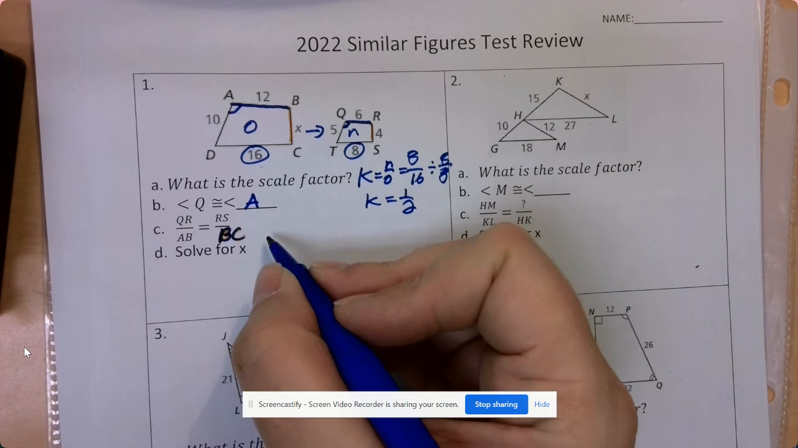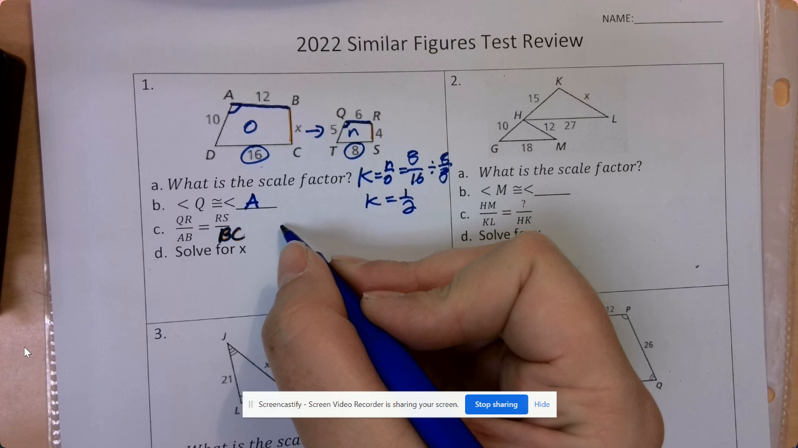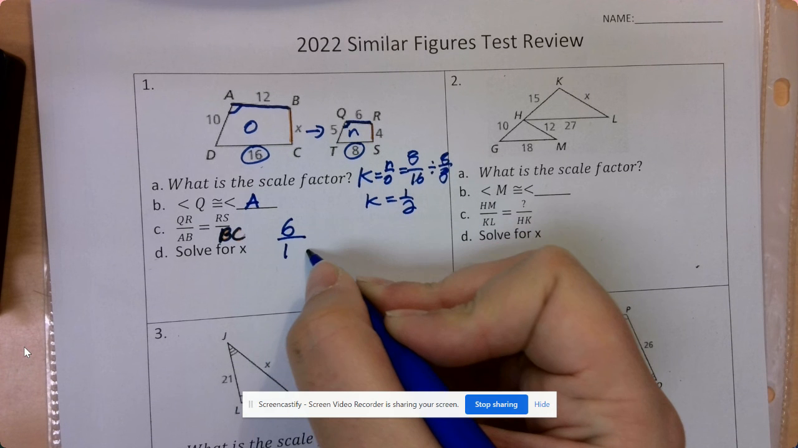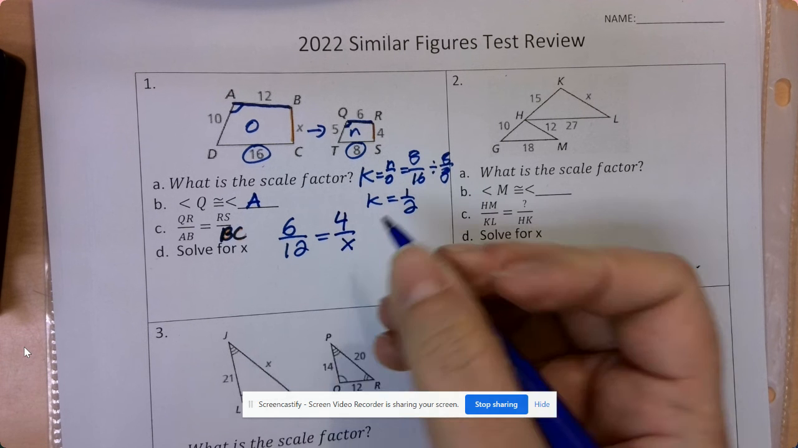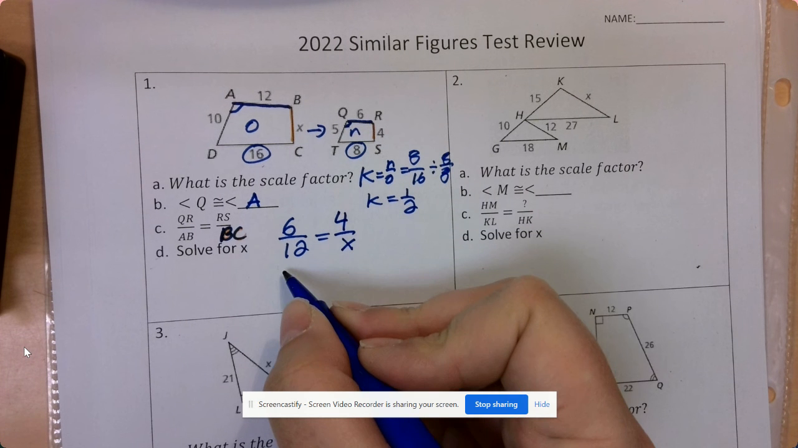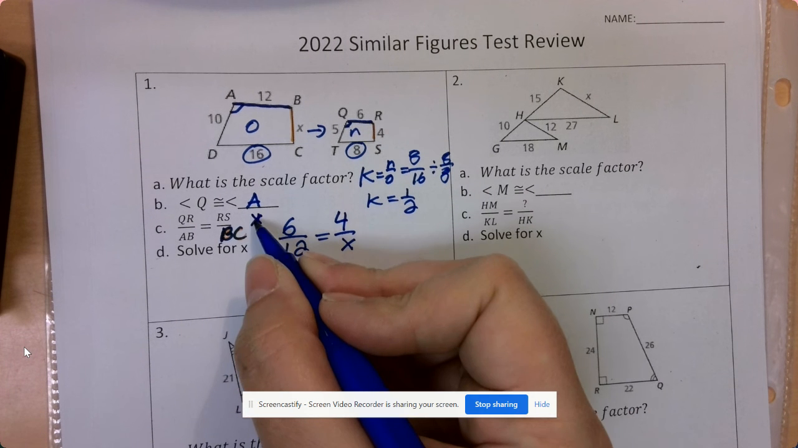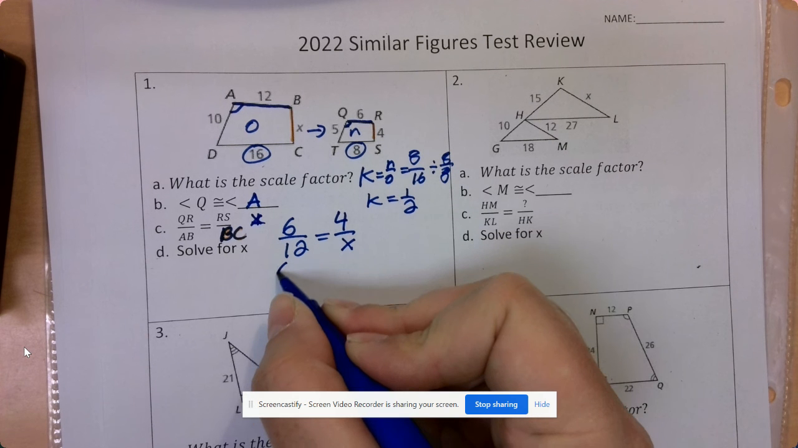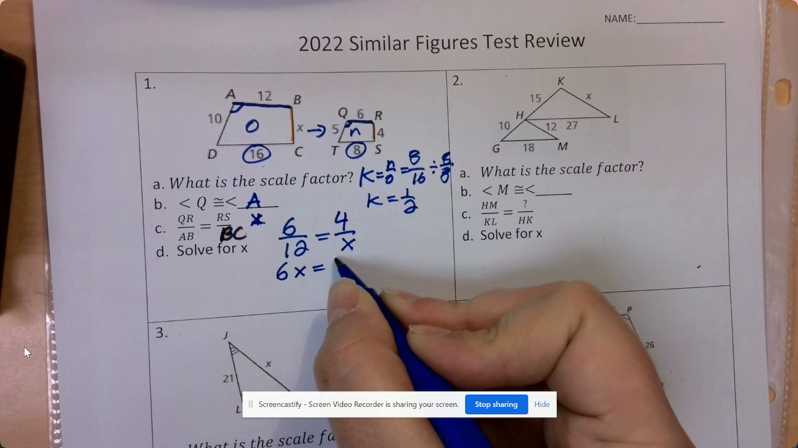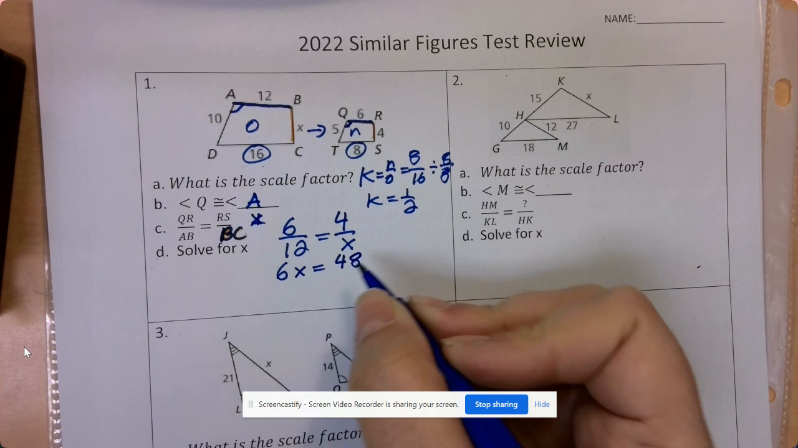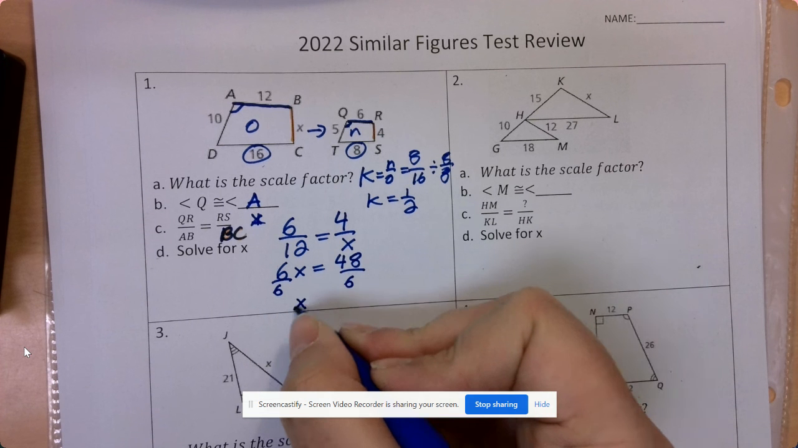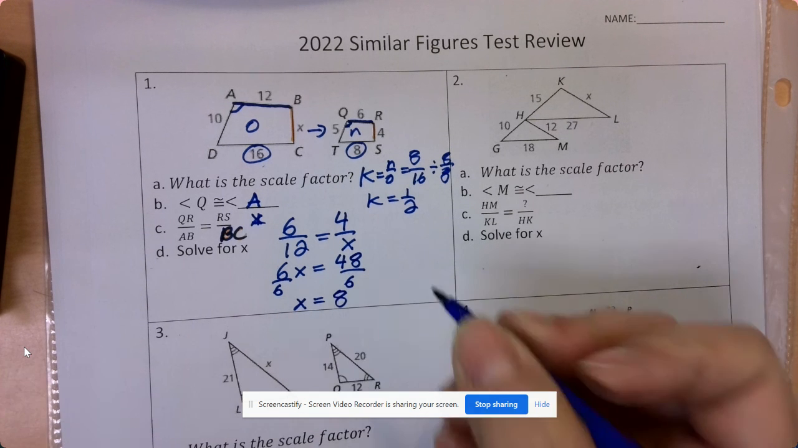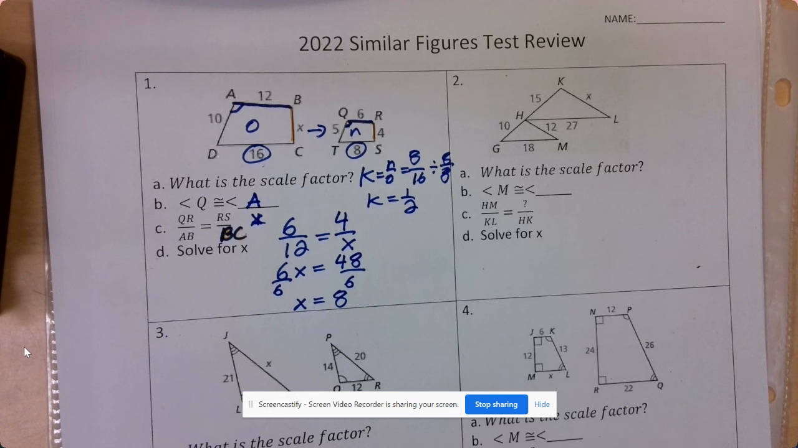So then we can set up our proportion, everybody. So 6 over 12 would be equal to 4 over x. We cross multiply and divide. So maybe we can use this. I used what's in C. We divide, and we get 8.